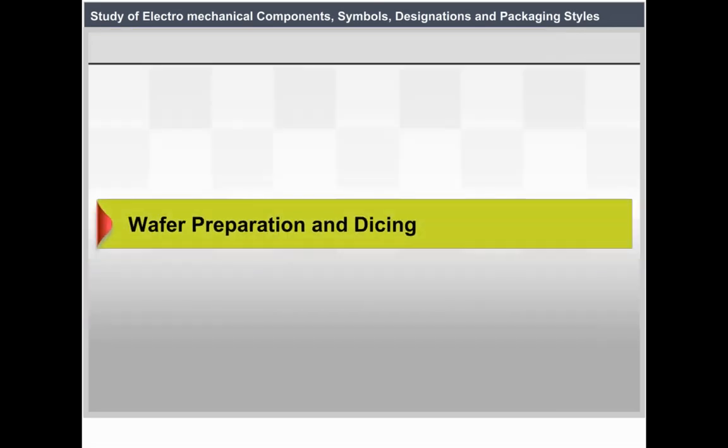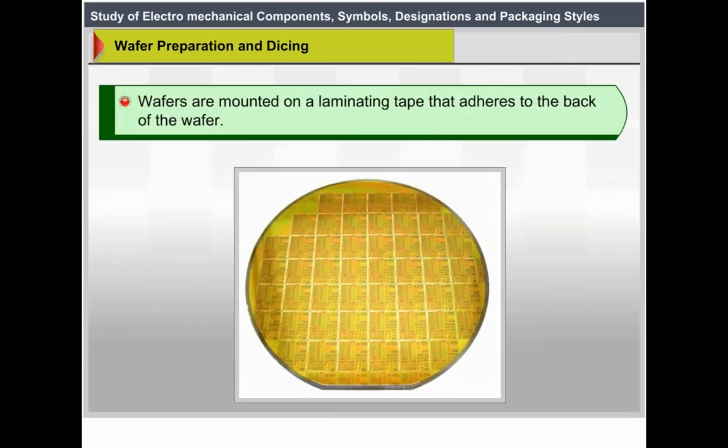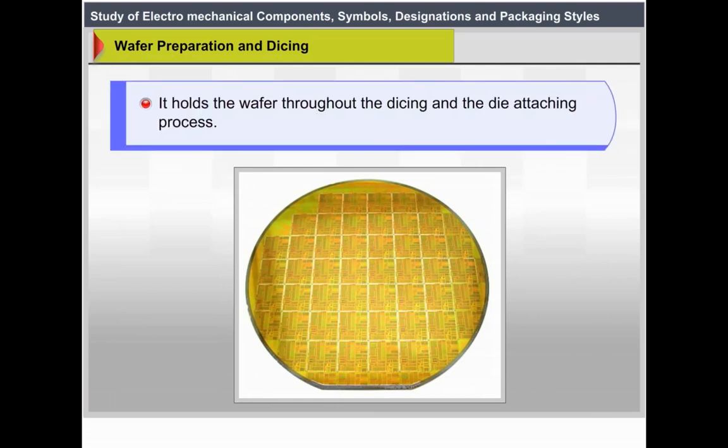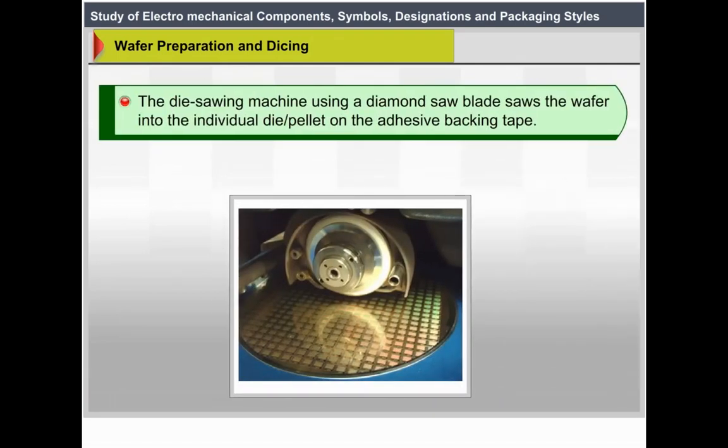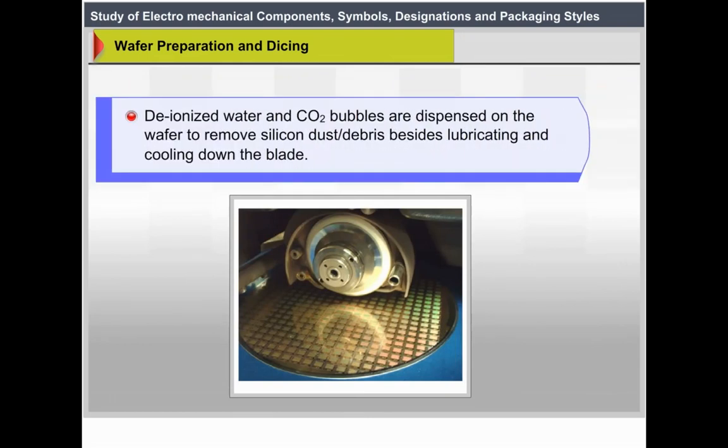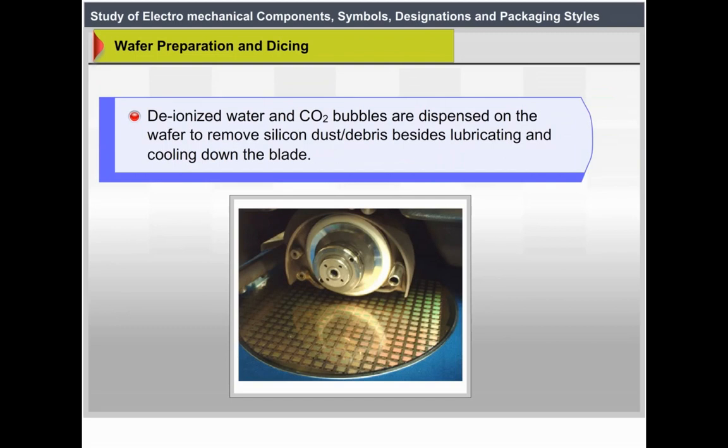Wafer preparation and dicing. Wafers are mounted on a laminating tape that adheres to the back of the wafer. It holds the wafer throughout the dicing and the die attachment process. The die sawing machine, using a diamond saw blade, saws the wafer into the individual die or pellets on the adhesive backing tape. Deionized water and CO2 bubbles are dispensed on the wafer to remove silicon dust or debris, besides lubricating and cooling down the blade.